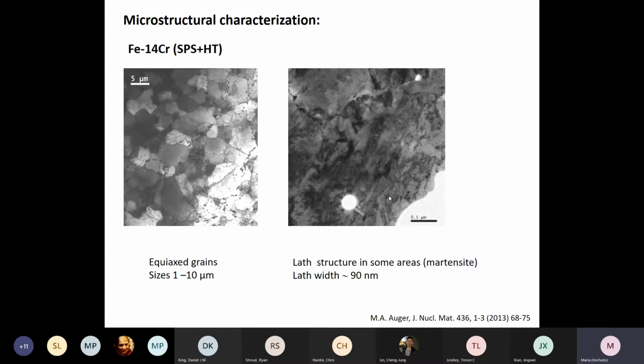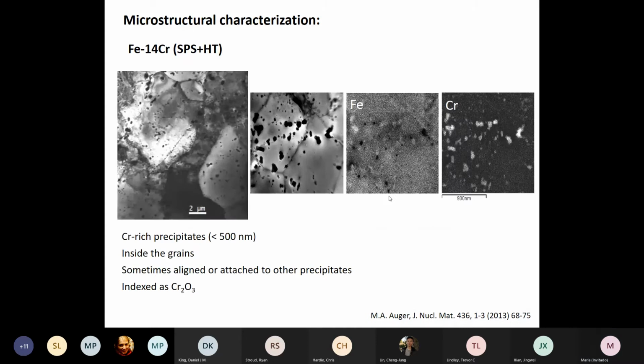So carbon from those liners came into the alloy during the process, because we passed a high current through the material, and it was incorporated in the alloy and formed these martensite phases. And here we can see that the chromium particles are higher in number and higher in size than in the other case.